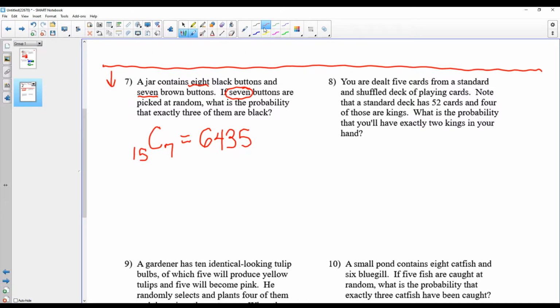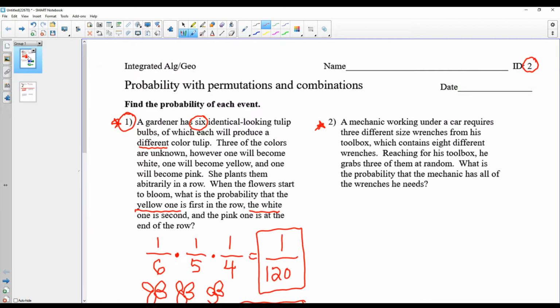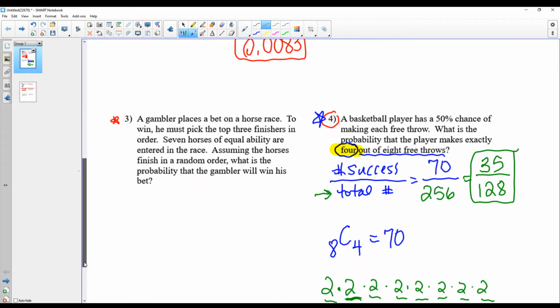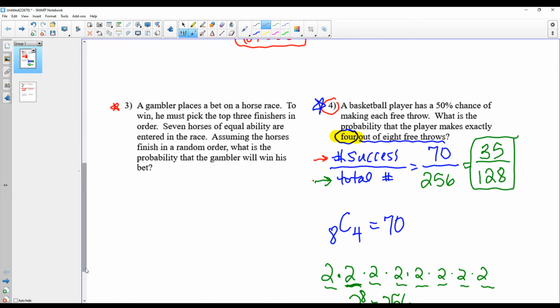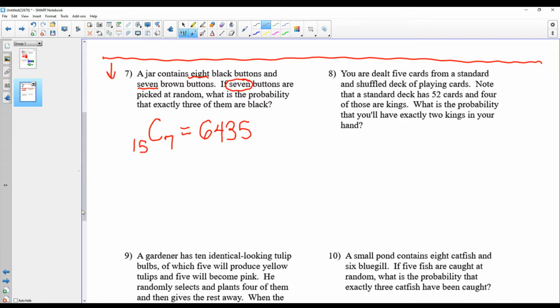total options, right? So this is going to be, like I showed you guys on this problem, our number of successes divided by our total. So this 6,435 is my total. So now we want to think about what success looks like. If I'm choosing 7 buttons, 1, 2, 3, 4, 5, 6, 7, and exactly 3 of them are black.